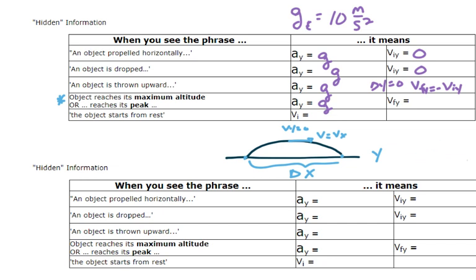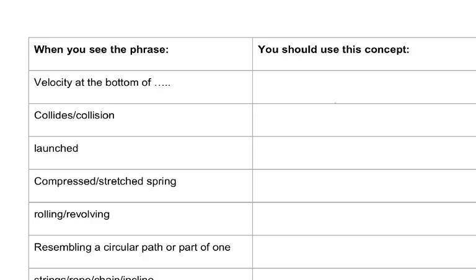Okay, the last one here is an object starts from rest. Its initial velocity will be 0. If it says stops or comes to rest, then we'd be looking at a final velocity of 0. Last but not least, I have found for the most part that once students know what concept to use, they don't seem to have a problem there. It's figuring out what concept to use.